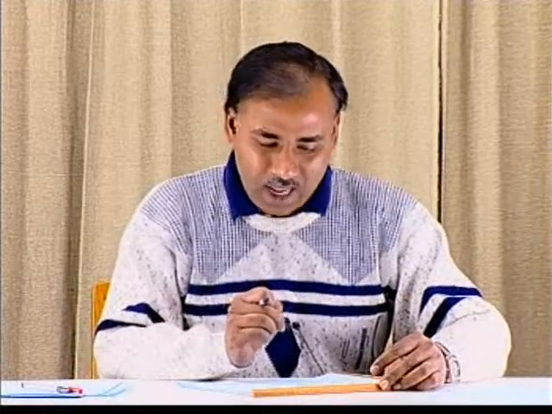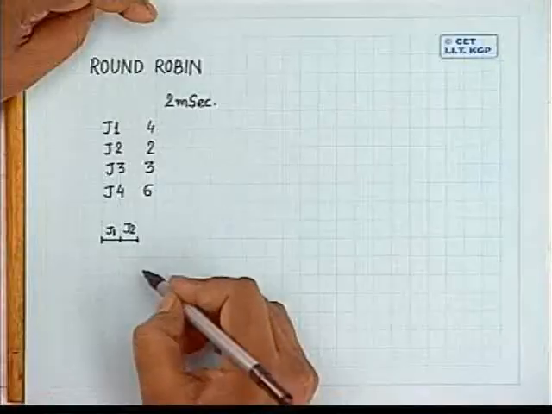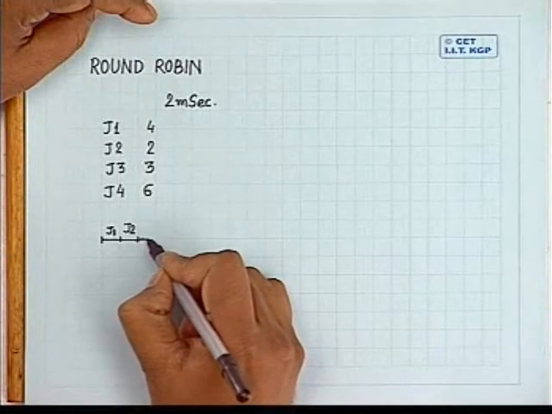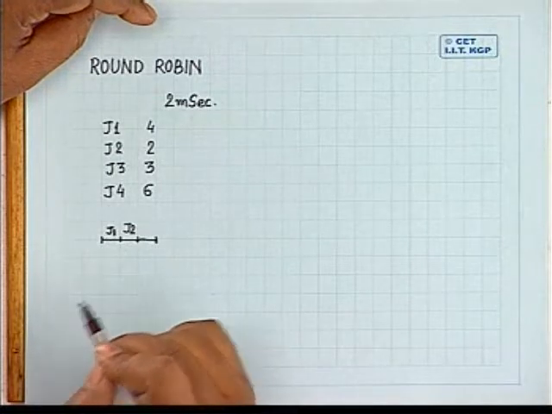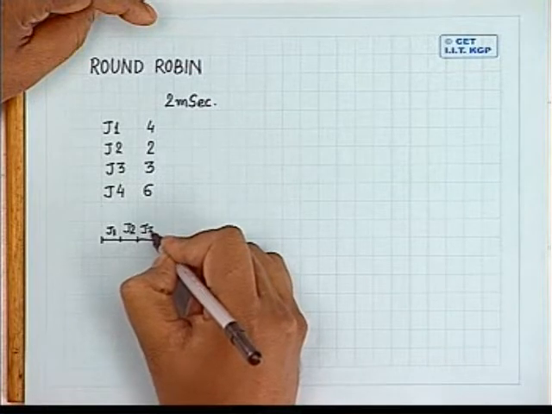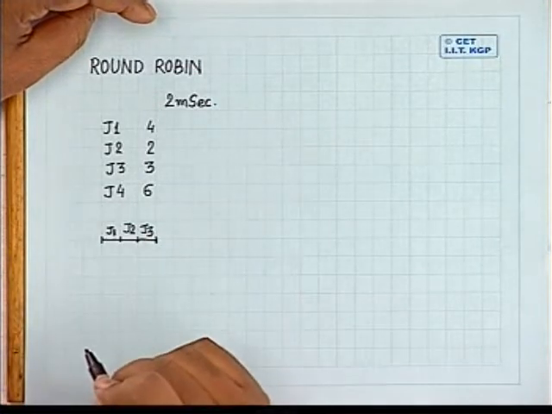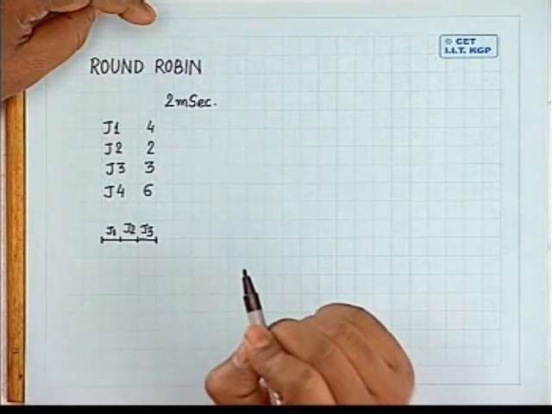And from that IO waiting state, once that IO operation is complete, again it will go back to ready state. Now after that comes job J3, whose CPU burst time requirement is 3 milliseconds, but it will be executed for 2 milliseconds. So now you execute job J3 for 2 milliseconds. At the end of this, job J3 will be pushed back into the ready queue for the remaining CPU burst of 1 millisecond.